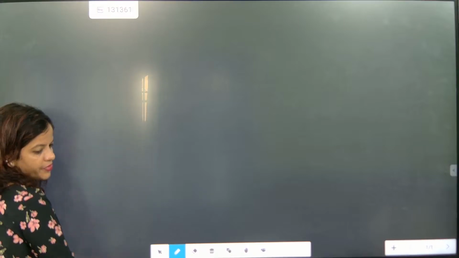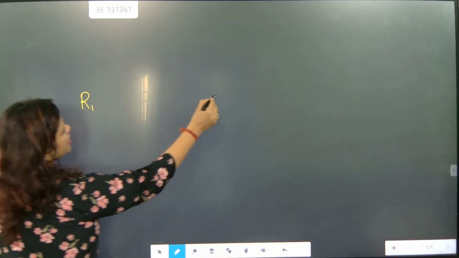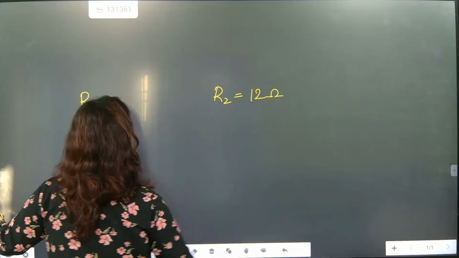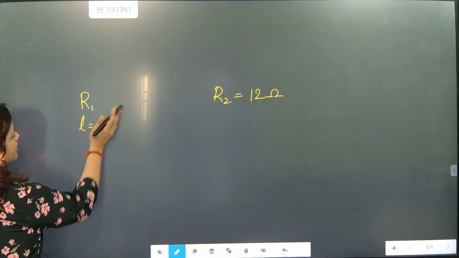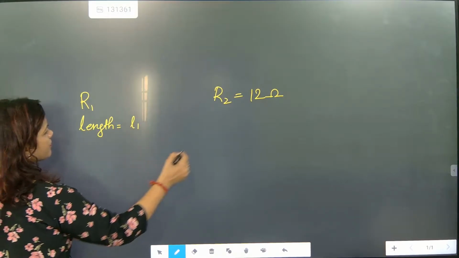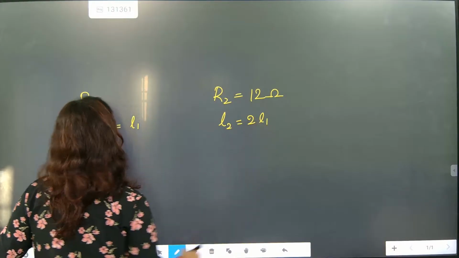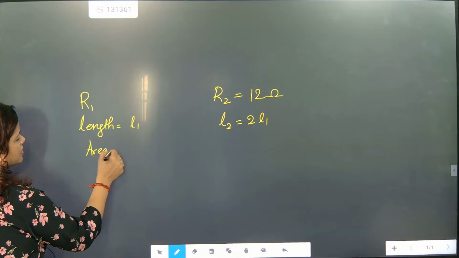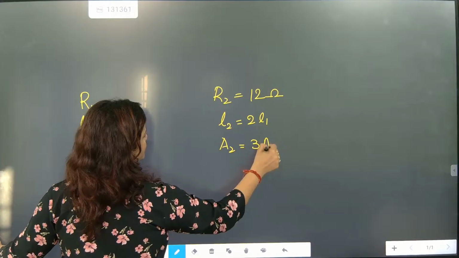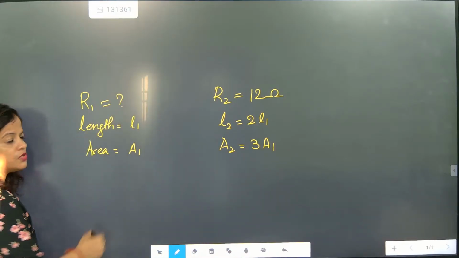Yes, Satya, good morning. Now listen, beta. Our work we are going to start. So first resistance and second resistance. Second resistance is given as how much, beta? 12 ohm. So the length of the wire is taken as L1. Here the length of the wire L2 is 2 times L1. Area of cross section here is A1. Now here the area of cross section is 3 times A1. Understood? Now we don't know what the resistance is.